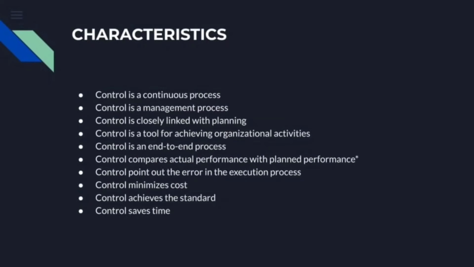After the definition, we can discuss the characteristics of control. In control, there are many characteristics. We can discuss each one of them. Control is a continuous process. Control saves time. Control is a management process. Control is closely linked with planning. Control is an end-to-end process. It is a tool for achieving organizational activities. It compares actual performance with planned performance. It points out errors in the execution process. It minimizes the cost. It achieves the standard.